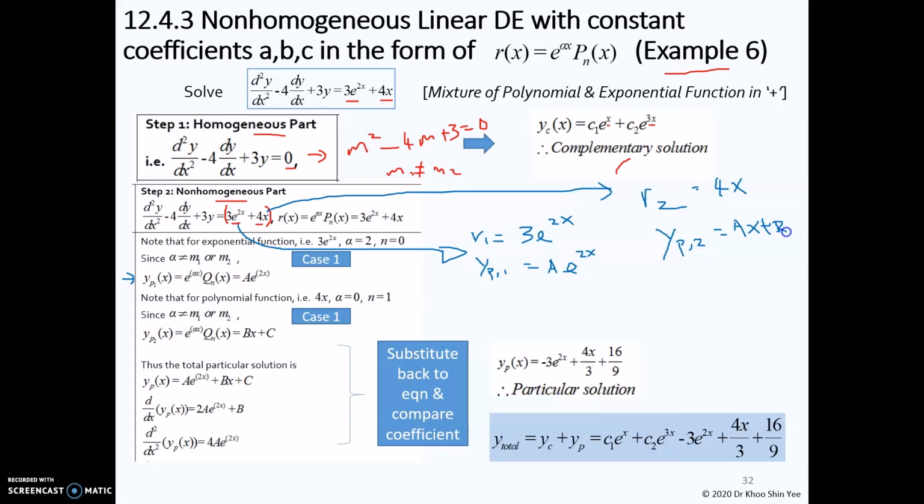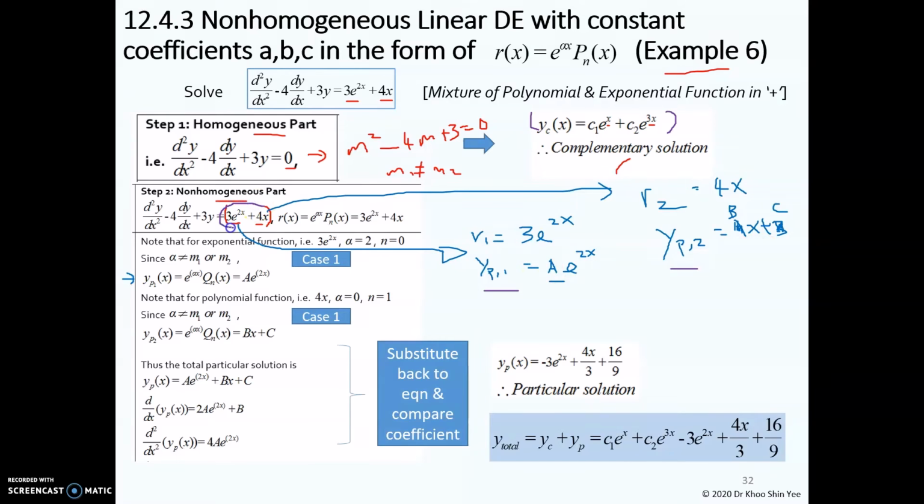You need to be careful, since the symbol a has been used in this case, therefore you need to change to another symbol. Let's use bx plus c. Then you compare the particular solution with the complementary solution here, and you see the solutions are different. Therefore, they are linearly independent and no treatment is needed.